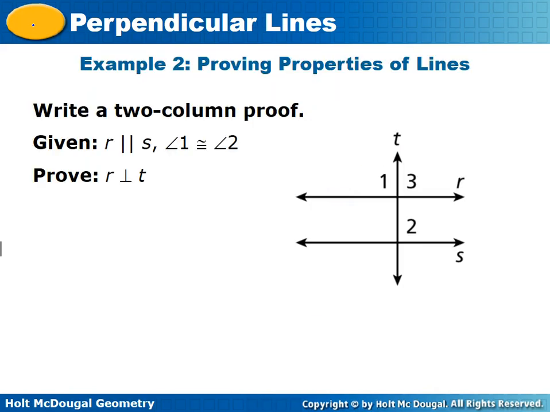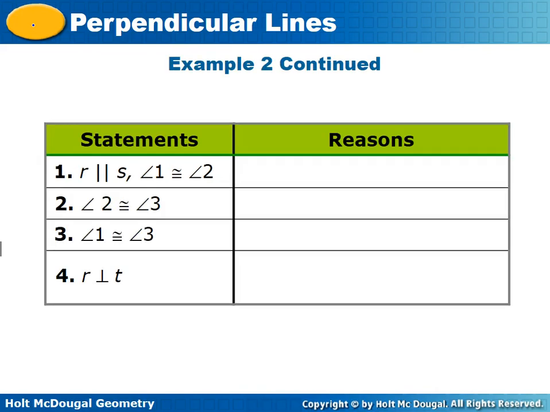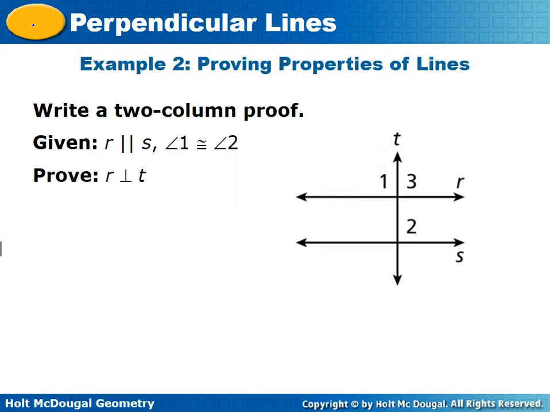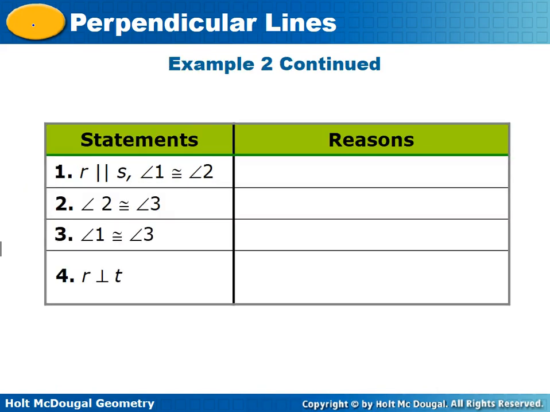All right, so we're going to use this now to write a two-column proof. So we were given that R is parallel to S, that angle 1 is congruent to 2, and we're trying to prove that R is perpendicular to T. So here, our first piece of information was given. Now if we go back here and look at 2 and 3, hopefully you see that those are in corresponding positions, so that's going to be our reason.